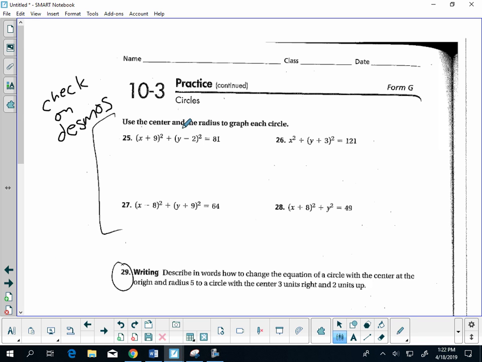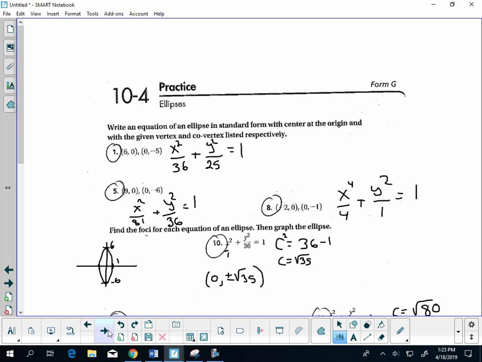Here, they asked you to graph. I'm going to let you check your graphs on Desmos, but what you really are doing is your center is -9, 2. So you're going to put a dot at -9, 2. I'm not going to count it out. Your radius is 9. So you're going to go to the left 9, to the right 9. I know I just did those backwards. Up 9, down 9. Draw a circle. Kind of a circle. Go ahead and use Desmos to check yourself on those.